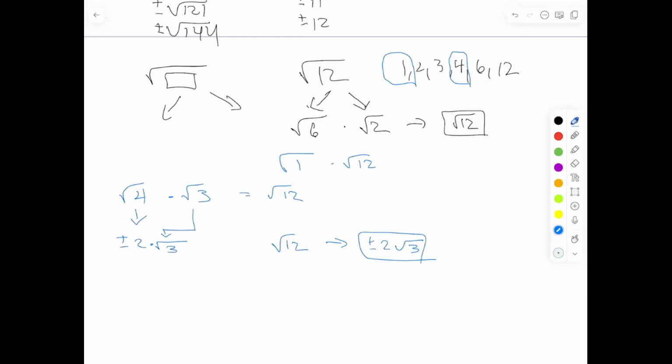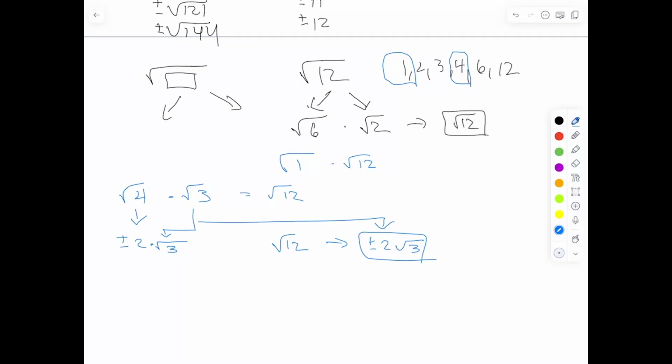Does everyone know how I got this? Because I have a perfect square, which is 4. I know I could have used 1. I know I could use 2. Actually, no, not 3. I know I could use 6 and 12. But what I truly want to use is a perfect square, if it is possible. Does everyone understand that? Are we good with that?